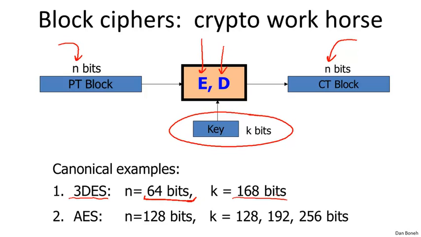Another block cipher, which is more recent, is called AES. AES has slightly different parameters. Here the block size is 128 bits, so AES will map 128 bits of input to 128 bits of output. It actually has three possible key sizes, which I wrote down over here. Basically, the longer the key, the slower the cipher is, but presumably the more secure it is against attack. We're going to talk about what it means for block ciphers to be secure in just a minute.